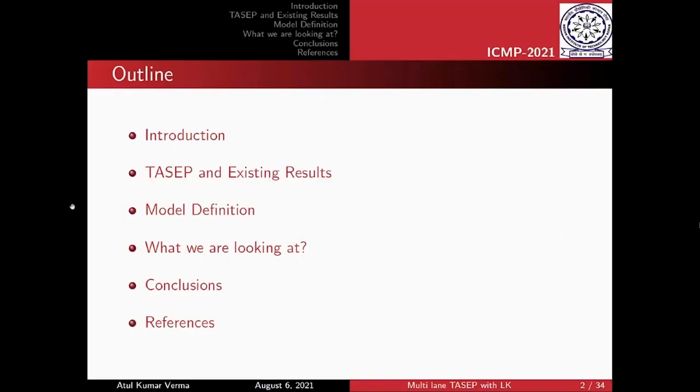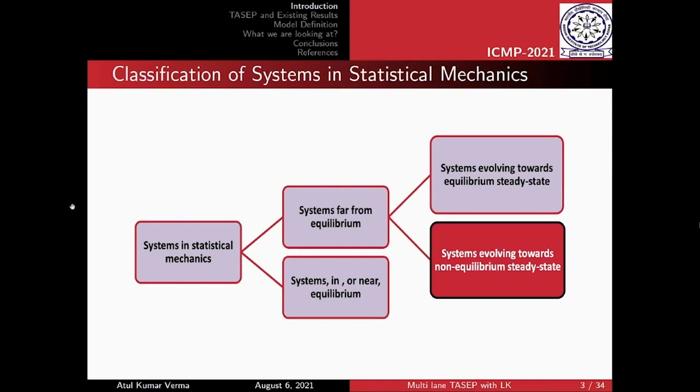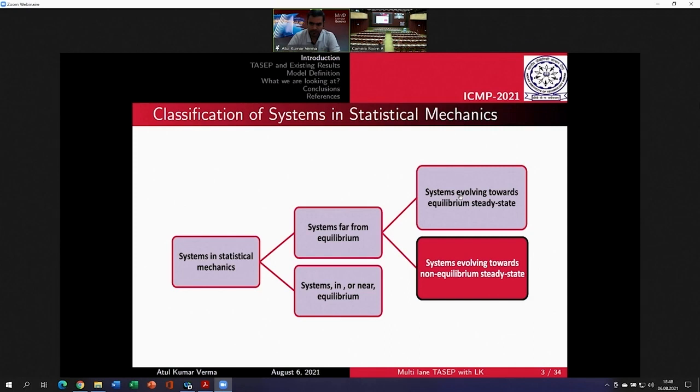So in this talk, I will be talking about modeling of transport processes, in particular stochastic transport processes. As we know, in statistical mechanics there are basically two main kinds of systems, equilibrium systems and non-equilibrium systems. Systems which are far from equilibrium are again divided into two parts: systems in a non-equilibrium steady state, and systems which evolve into a non-equilibrium steady state.